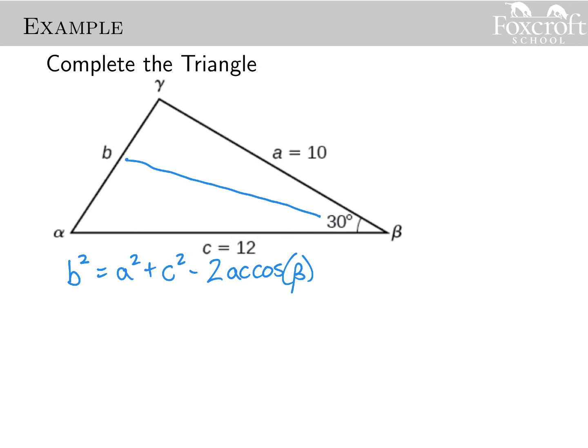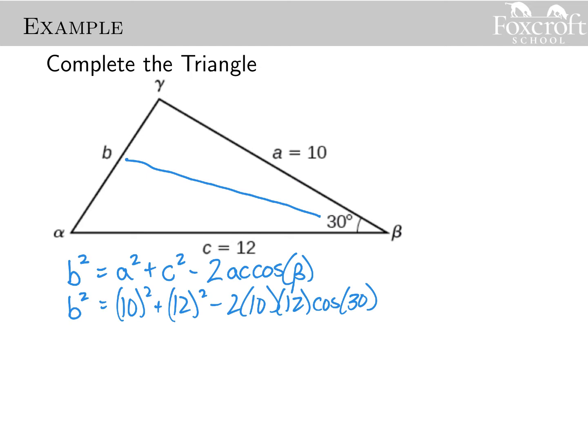The only thing I don't know in this problem is b squared. A we know is 10. C we know is 12. I'm just going to put all this in. And beta we know is 30. In this specific case, we actually know what cosine of 30 is using our unit circle, but most of these are going to have to use a calculator. So we'll just end up using a calculator. Type all this in.